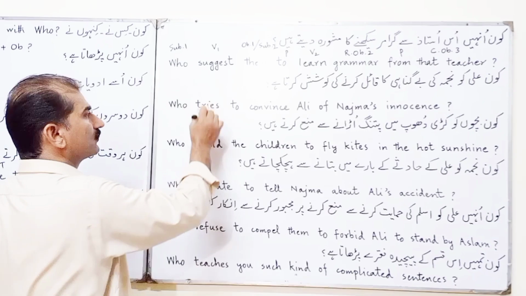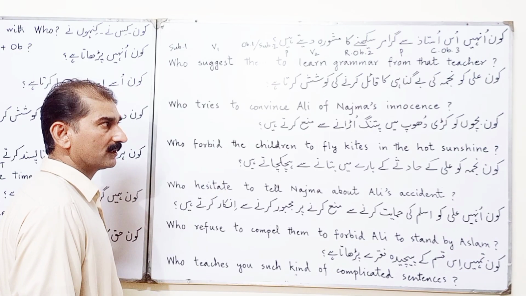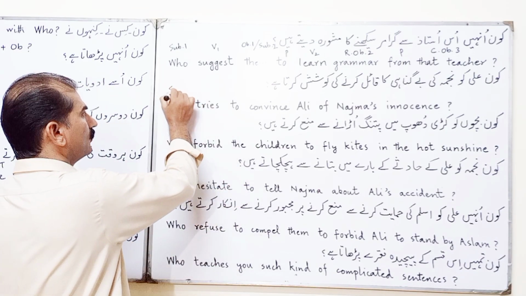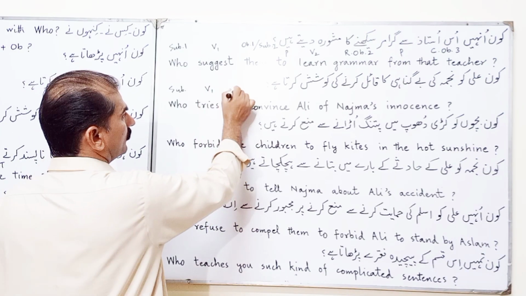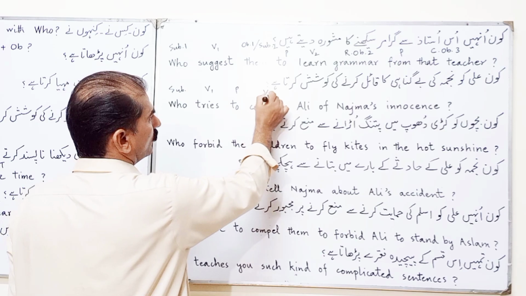Who tries to convince Ali of Najma's innocence? Who will serve here as the subject. Tries is the verb one. To is a preposition. Convince is verb second.